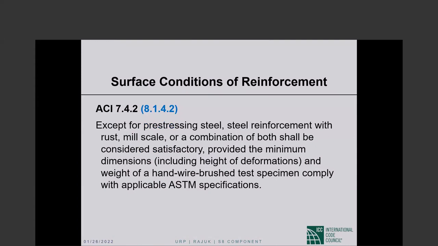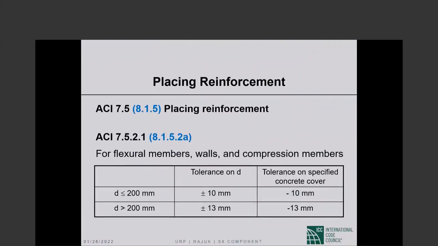It gives us bond. Normal rust on conventional reinforcement is totally fine, provided the minimum dimensions, including height of deformations and weight of a hand wire brushed test specimen, comply with applicable ASTM specifications. So rust beyond a point is not acceptable, and there is an ASTM spec that controls that. Placing of reinforcement, the tolerances.